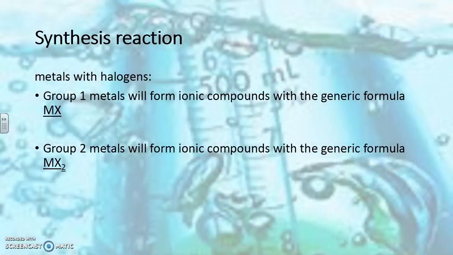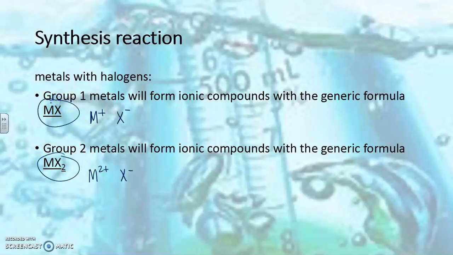If it's a metal reacting with a halogen, group 1 metals have a positive 1 charge. Halogens, and X is the symbol we use for halogen, always have a negative 1 charge, so they cancel. Group 2 metals have a positive 2 charge, and halogens, of course, have a negative 1 charge, so you end up with a generic formula such as these.